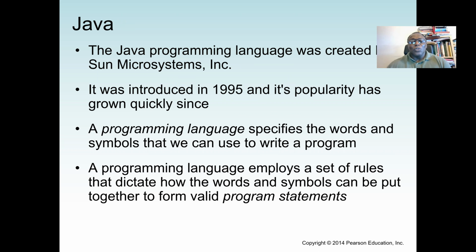With a programming language, it's the same concept. In Java, when I write a sentence or an expression, I end it with a semicolon if I'm finished. So a programming language has its own grammatical rules, and the term we use is syntax rules: a set of rules that dictate how the words and symbols can be put together to form a valid programming statement.